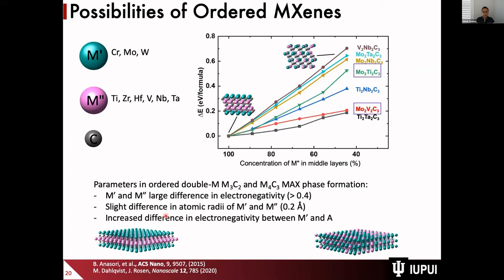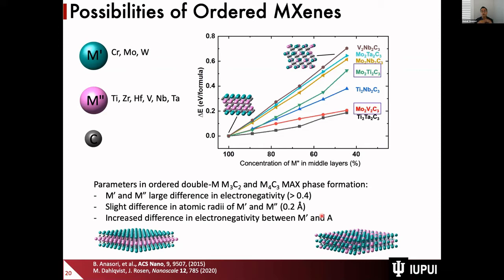Also, there should be only a slight difference in atomic radius. Unlike the in-plane order that we learned about on Monday, here we don't have a large difference in the atomic radii of the two different M's. And there should also be a large difference in electronegativity between the outer layer M and the A that bonds these in the MAX phase.